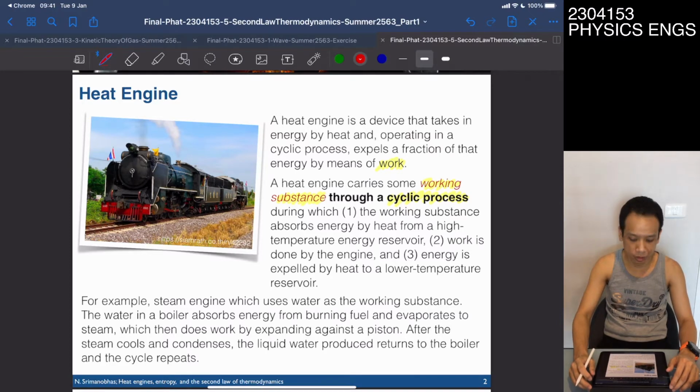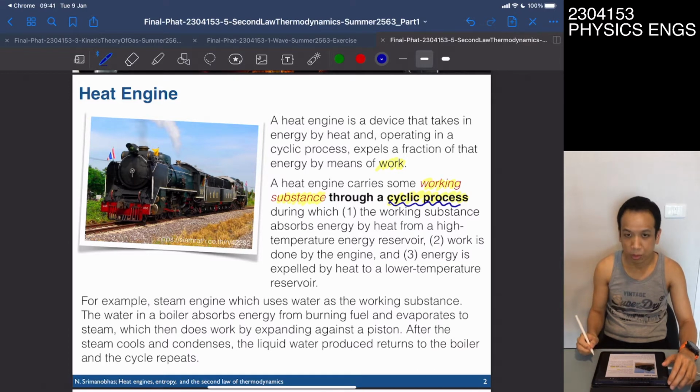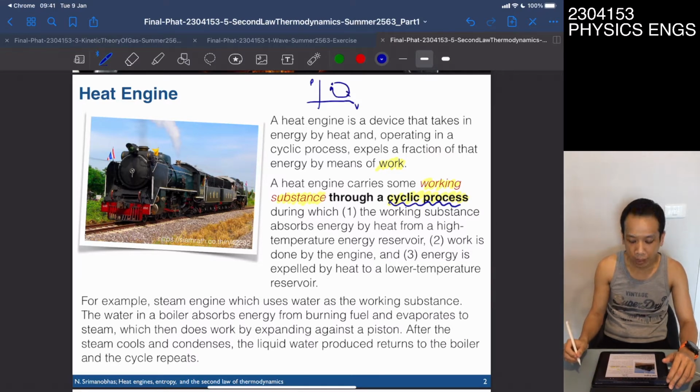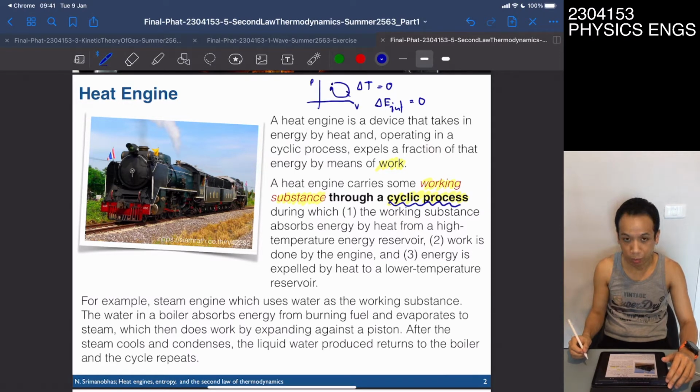After that the steam cools down and condenses, and the liquid water produced returns to the boiler, and the cycle repeats. So with all of these descriptions, one thing you should really consider is what we call the cyclic process. We have learned already that if you have the PV diagram and you start at some point on the PV diagram and then go back, it means that the change of temperature is 0, so delta T equals 0. So it means that the change in internal energy is going to be zero.